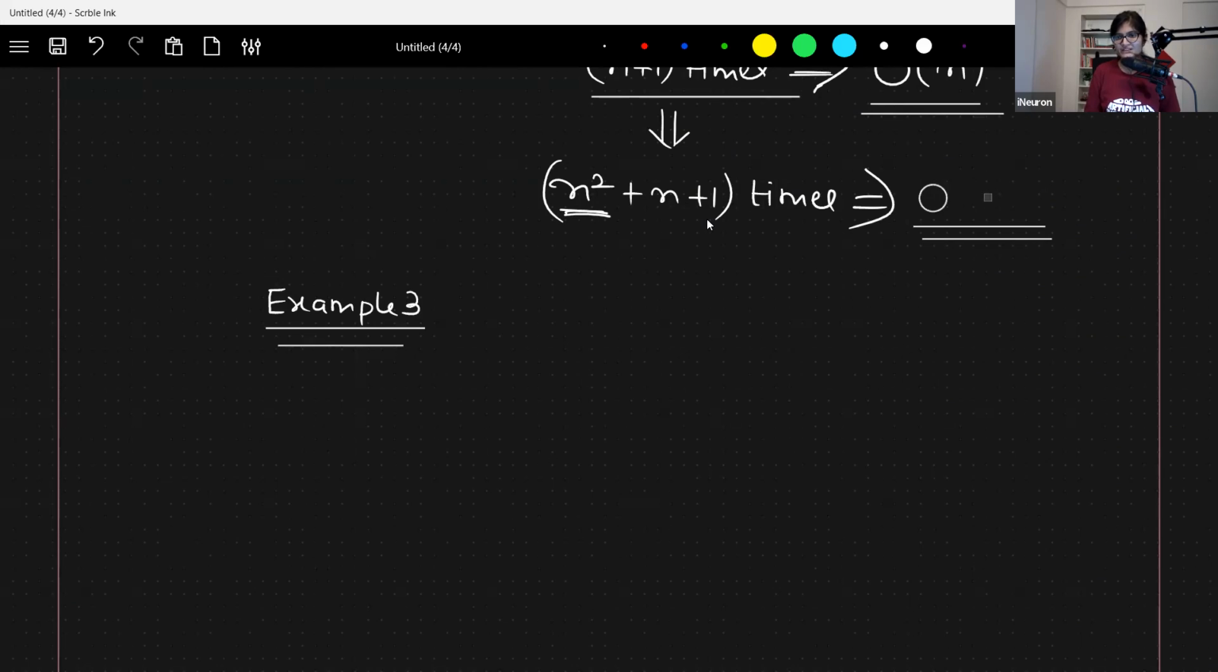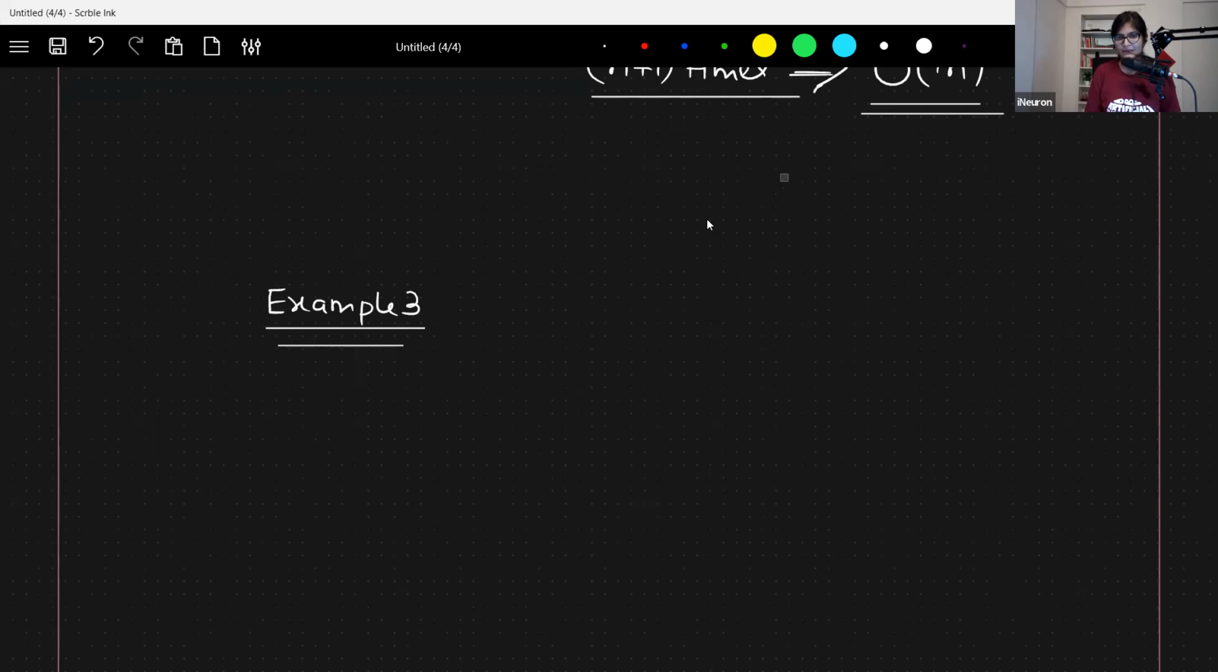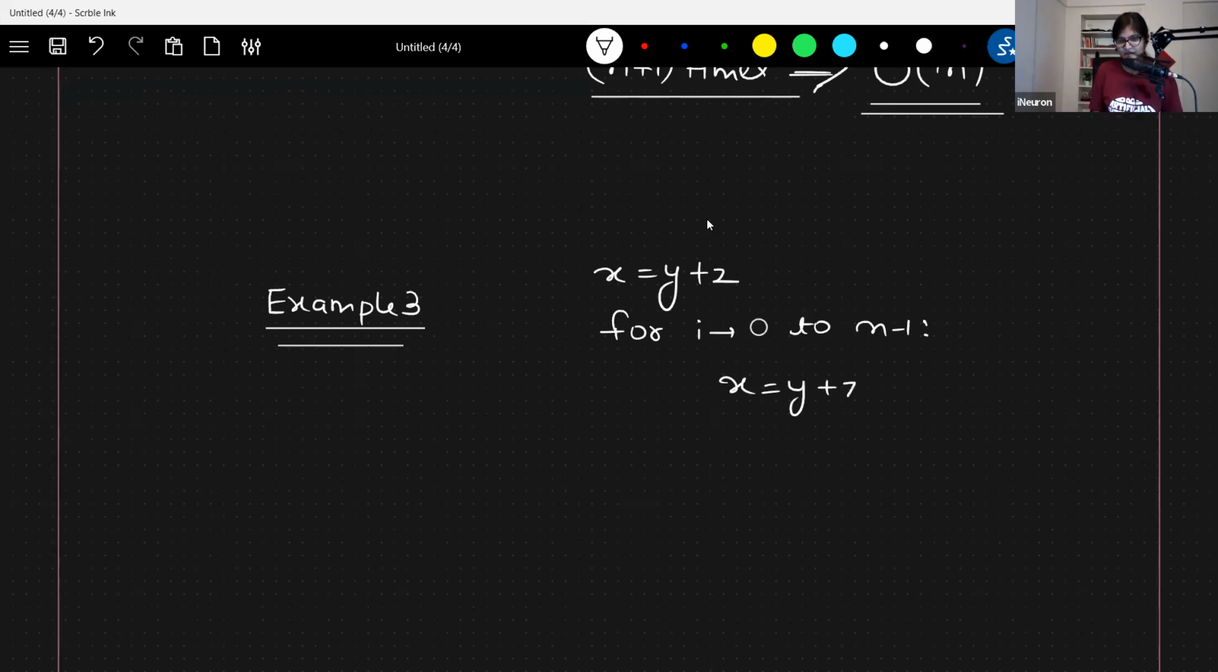So let me remove this. With the help of an example, let me try to show you what that means. For example, I am saying x is equal to y plus z, a single statement. Inside that, I am making one for loop whose value will start from 0 and go until n minus 1. And again, I am saying x is equal to y plus z.